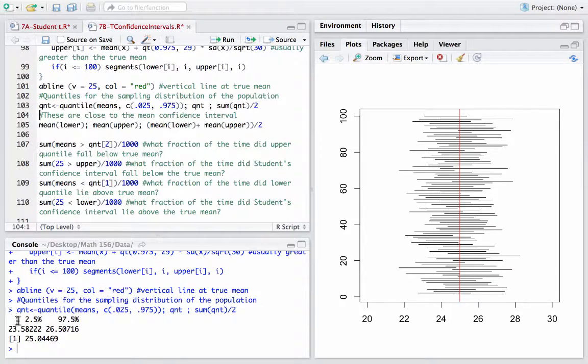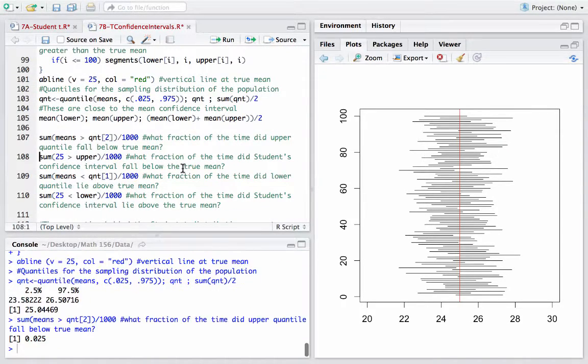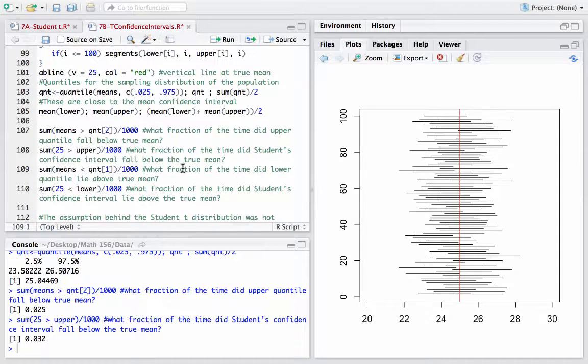So these are the empirical quantiles. You see 2.5% of the time our sample mean was 23.5 or lower, and 2.5% of the time it was 26.5 or higher, and the mean of all of our means was 25. And it looks like 2.5% of the time the upper quantile was below the true mean, but 3.2% of the time the upper student confidence interval was below the true mean. So you can see it has failed, right? It's too frequently failing to straddle above the true mean.